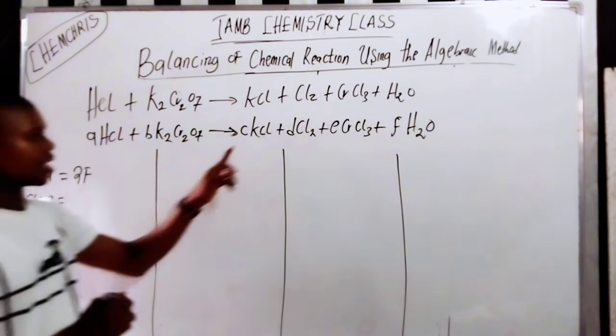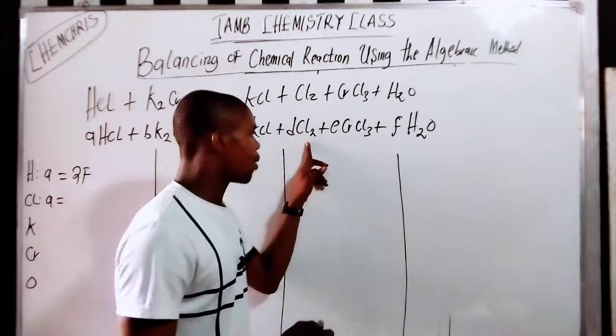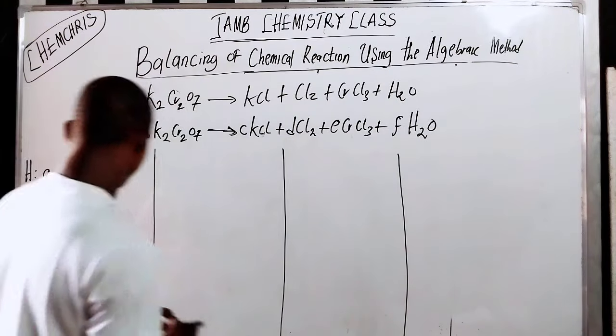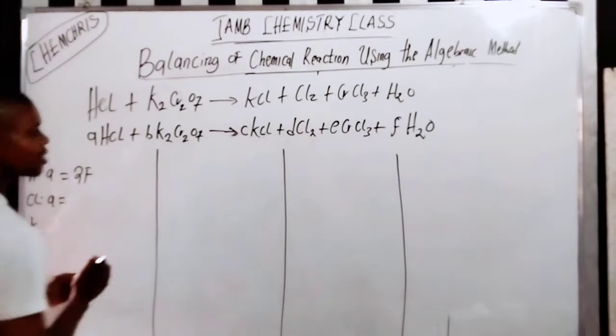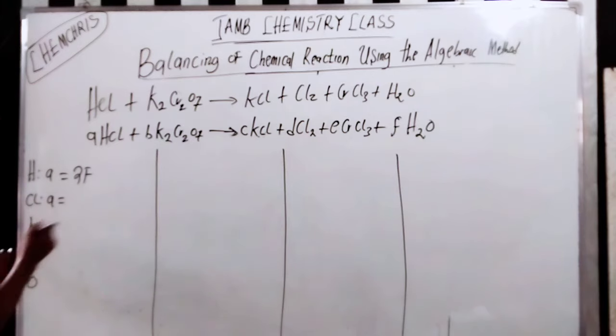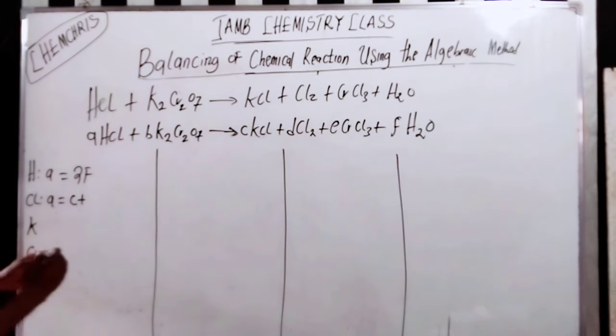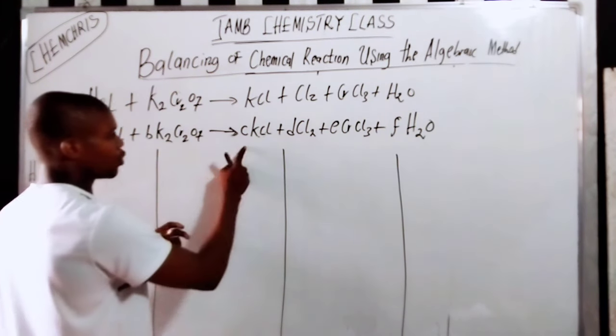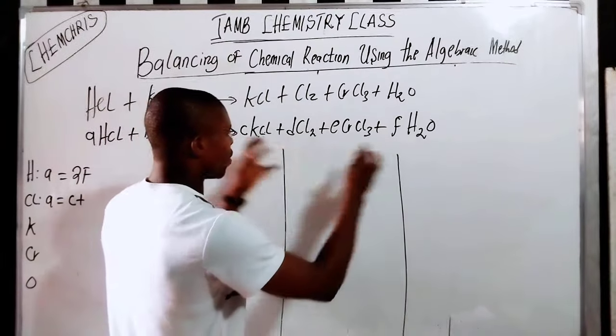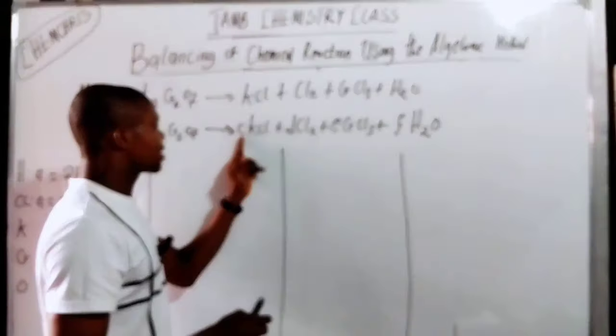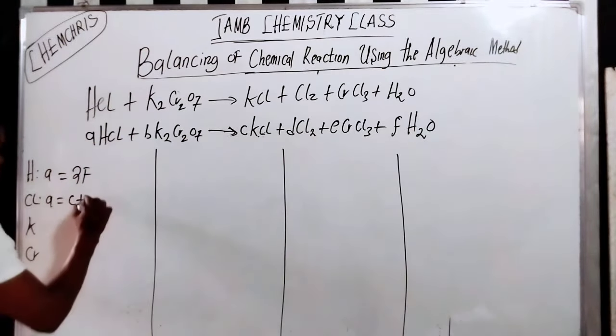But we have chlorine here, and we have chlorine here. Do you see that? So here we have chlorine, it's 1. So 1 times C is C plus. Do you know the reason why it's plus? Because they are on the same side. Do you understand? They are together. So it's going to be C plus 2D.